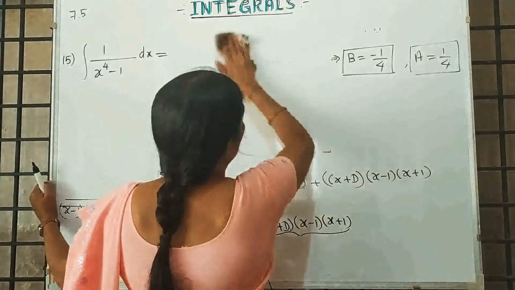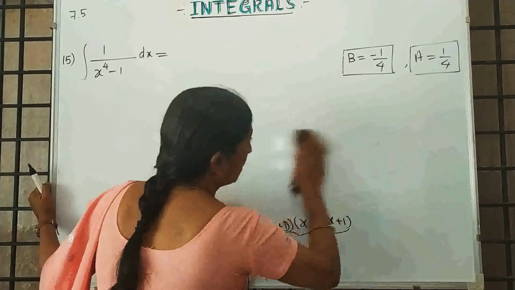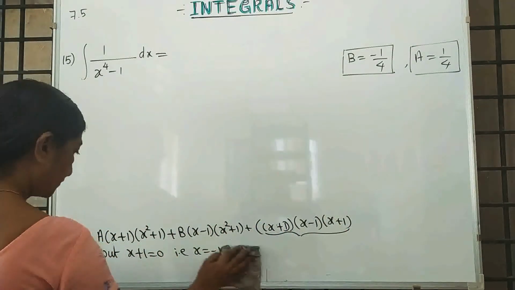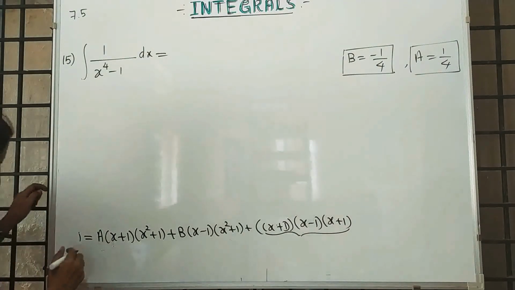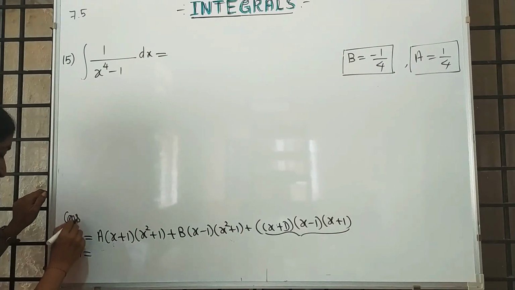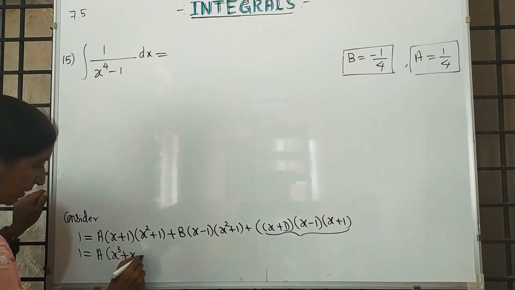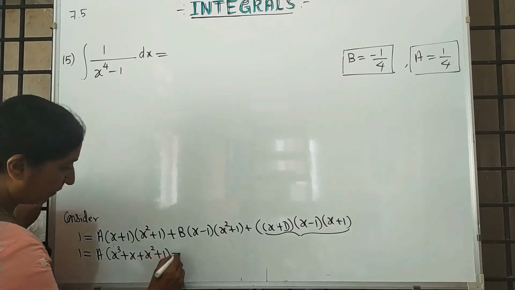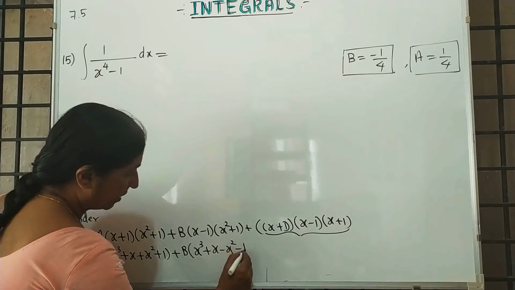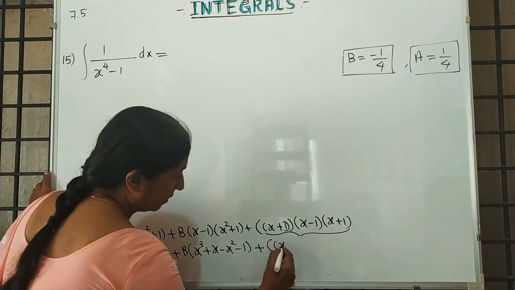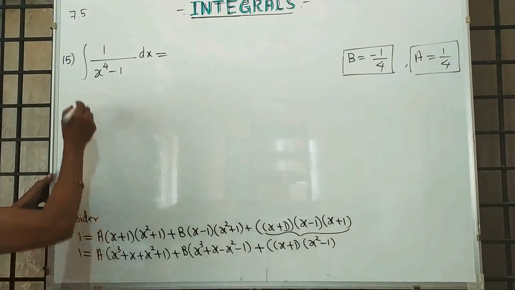To get the remaining 2, first write down the equation problem as it is. We have to remove the bracket. Consider the equation: 1 is equal to a into x cube plus x square plus 1, plus b into x cube plus x minus x square minus 1, plus cx plus d, it is x square minus 1, a minus b, a plus b. Here I am removing a bracket.